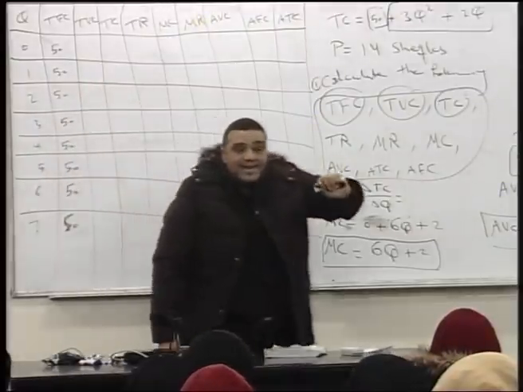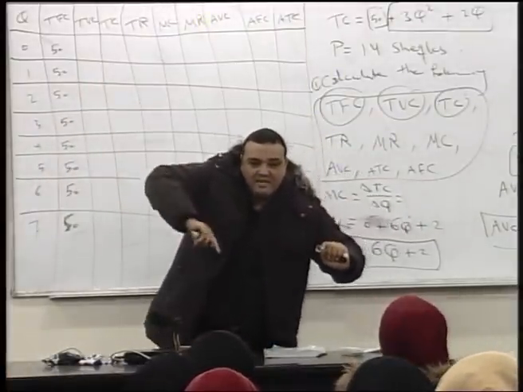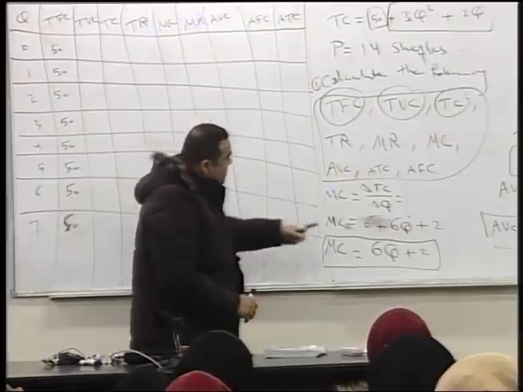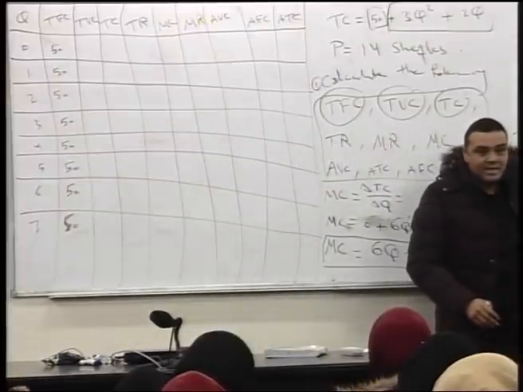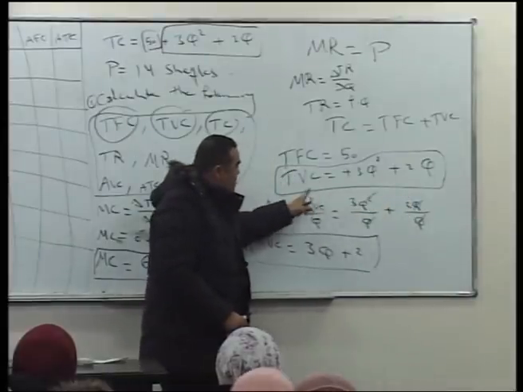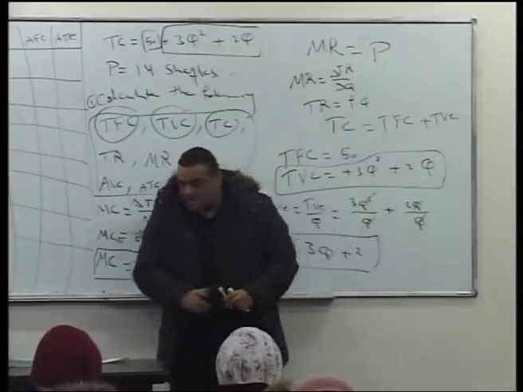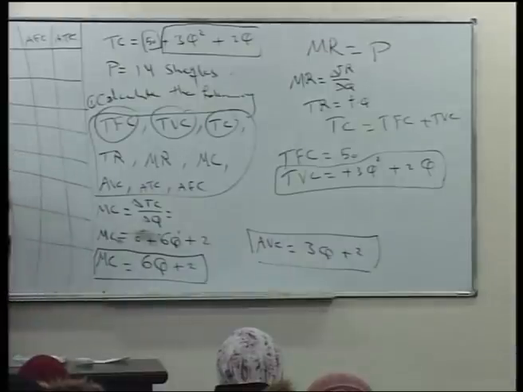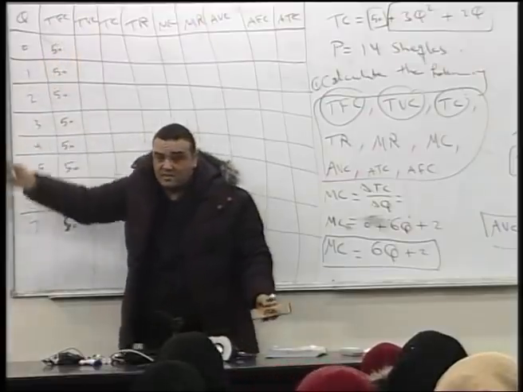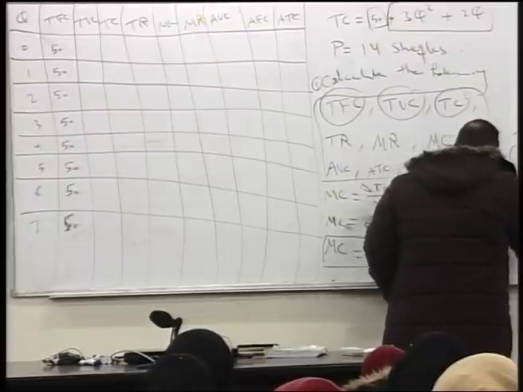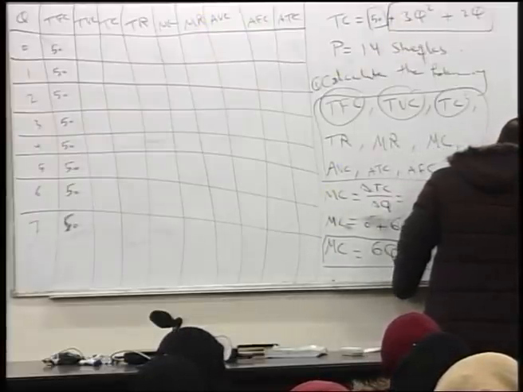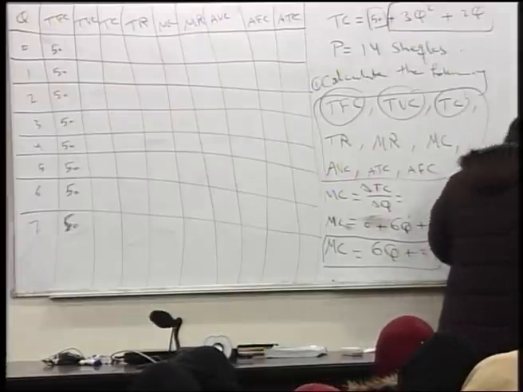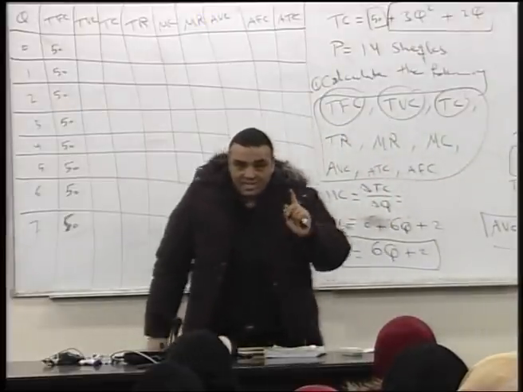We can calculate it either as TC minus TFC. For TVC, I substitute in the equation. For the first point, TVC at Q equals 0, how much is it? TVC equals 3 times Q squared plus 2 times Q, with Q equal to 0. This is the first one, right? It will be 0.